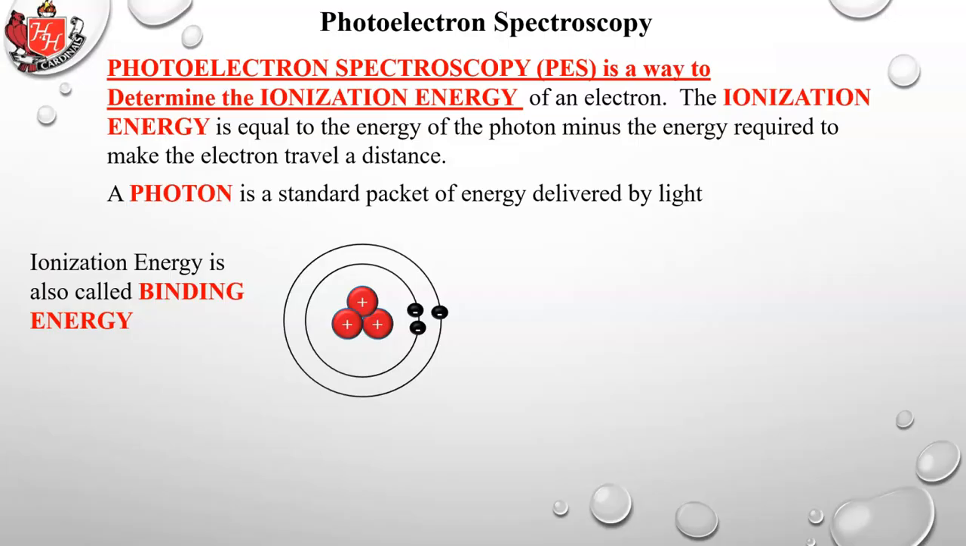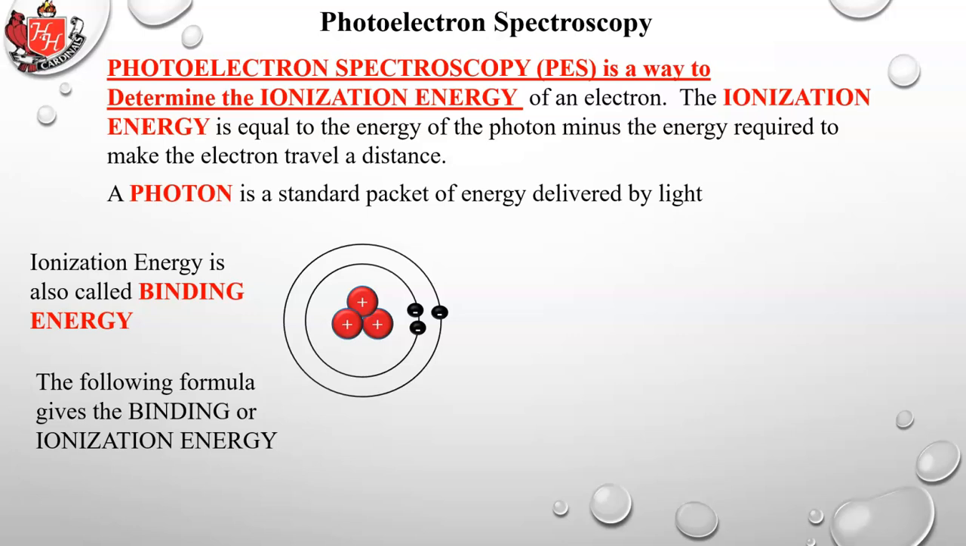Ionization energy is also called binding energy. So the following formula gives the binding or ionization energy: E ionization equals the energy in the photon coming in to strike the electron, minus the kinetic energy of the electron once it's removed from the atom and is flying through space.